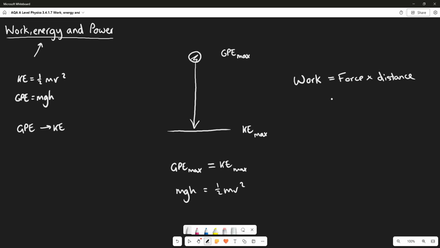So the force due to gravity, mg, and the distance that it's travelled, the height that it was dropped from, is equal to the gravitational potential energy that it had. And we know that the amount of work that's been done is equal to this because we know that all of the gravitational potential energy was transformed into kinetic energy.